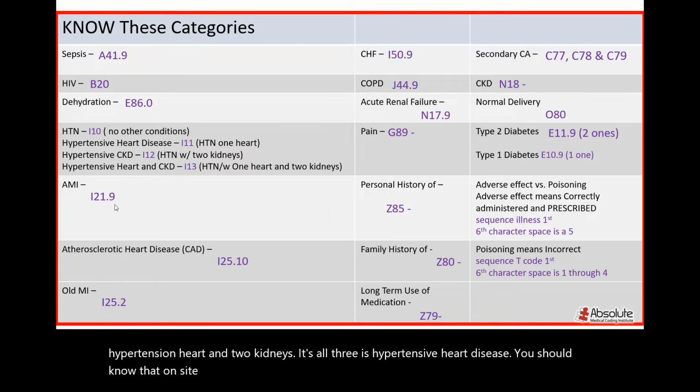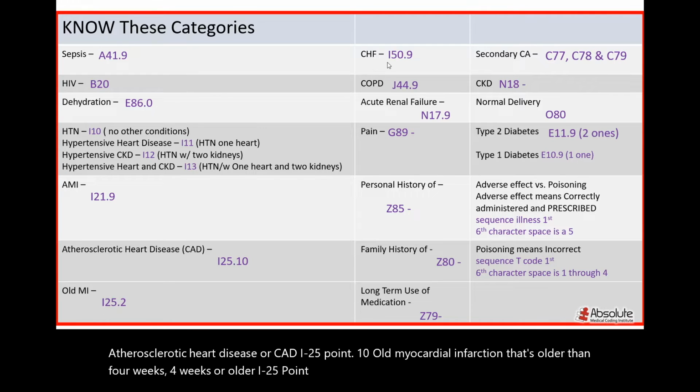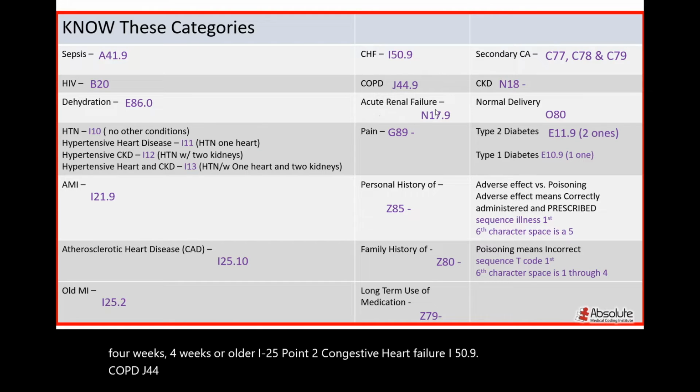Study it. I21.9 is acute myocardial infarction. Atherosclerotic heart disease, or CAD, I25.10. Old myocardial infarction, that's older than 4 weeks, 4 weeks or older, I25.2. Congestive heart failure, I50.9. COPD, J44.9. Acute renal failure, N17.9. And then over here, you've got chronic kidney failure. Know that it's from the N18 category.